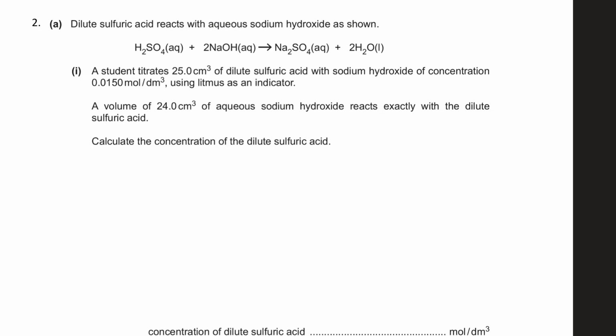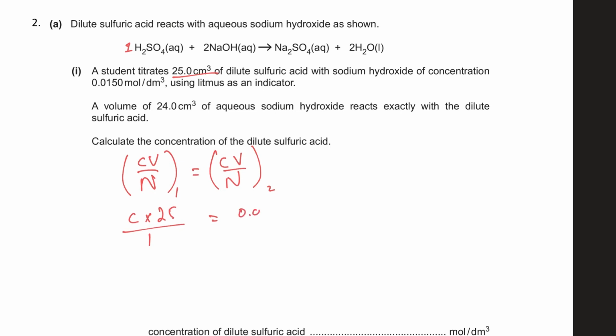I want to figure out Cv over n of solution 1 equal to Cv over n of solution 2. Again, concentration, volume, and number of moles comes from the equation. Let's say in my solution 1 is acid. So I don't have the concentration of the acid, but I do have volume of the acid, which is 25 cm cube. Divided by, the ratio from the equation is 1, so I write 1. And concentration of sulfuric acid is 0.0150. And this multiplied with 24 cm cube of sodium hydroxide volume divided by mole ratio, which is 2.